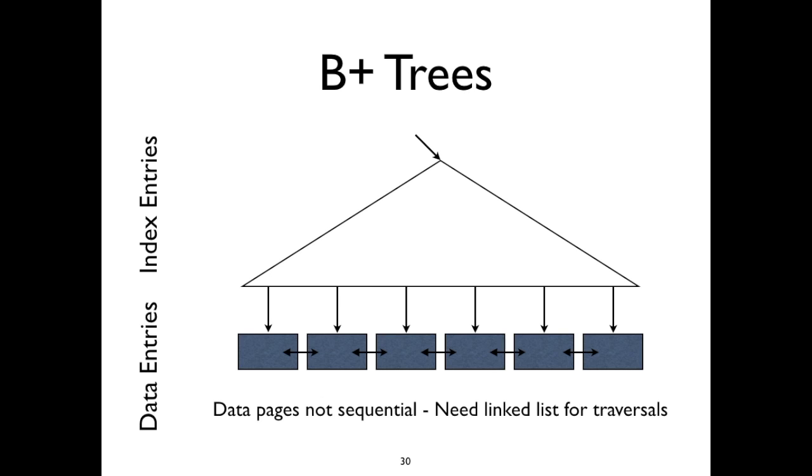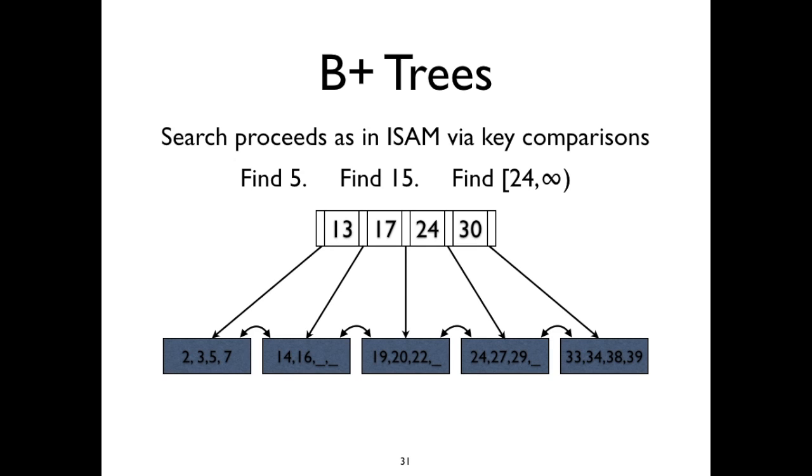The tree structure, for the most part, works pretty much exactly like an ISAM index, in that if you wanted to find 5, you take the leftmost pointer. If you wanted to find 15, well, 15 is between 13 and 17. You take the second pointer. And if you wanted to find any records that were bigger than 24, you'd follow the fourth pointer and then scan further through the file.